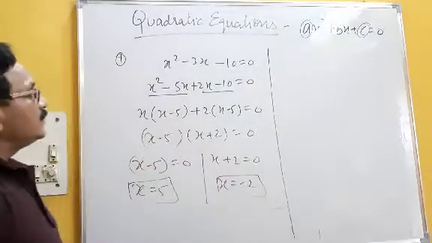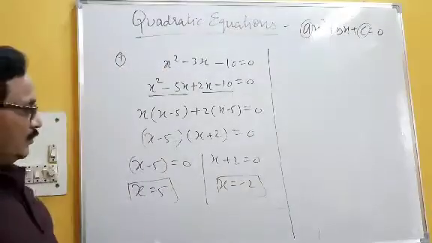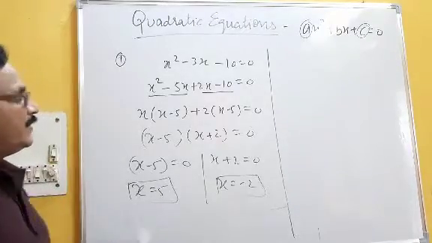Roots mean, you can say, the solutions of this equation. It means when you substitute the value 5 there, you will get the answer 0. You substitute the value minus 2, you will get the answer 0. You write it. Solution.